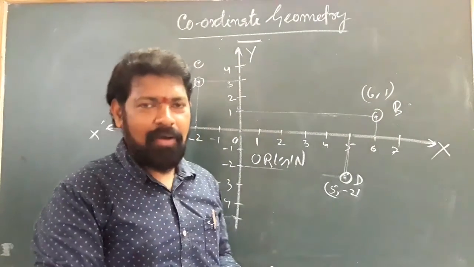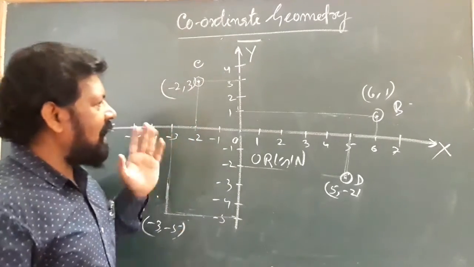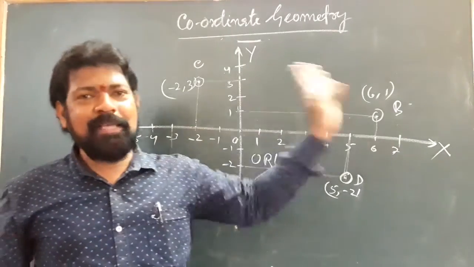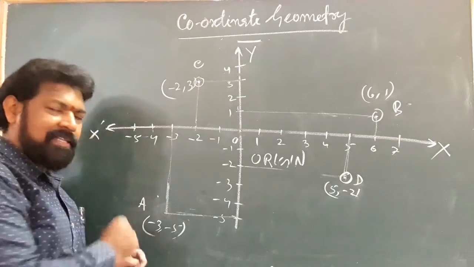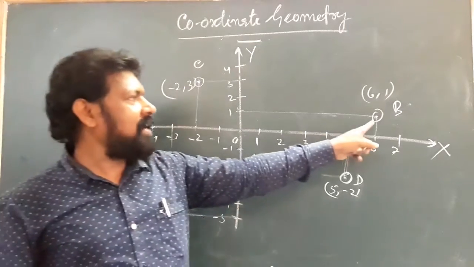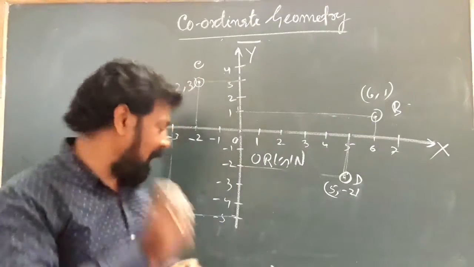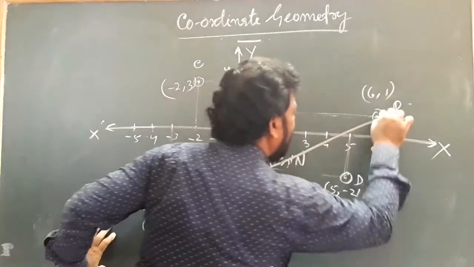Distance and section formula. What is that? First let us go to the distance formula. Distance is what? They will give us that A is a point and B is a point. The coordinates of A are (-3, -5), and the coordinates of B are (6, 1). What is the distance between A and B?